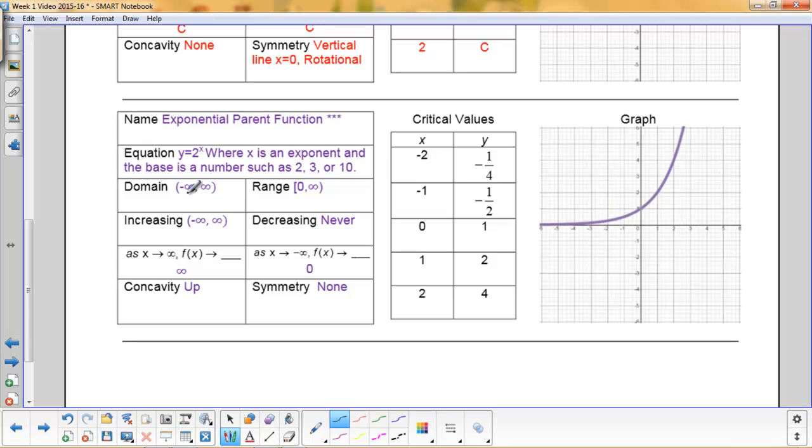Okay? The domain is going to be negative infinity to positive infinity, and we're going to introduce that term of asymptote again. This graph has a limit. That limit is 0. That's the asymptote that it will approach and never touch. Okay? We have an increasing interval from negative infinity to positive infinity, and it's never decreasing. So as x gets very large, so does y. But as x gets very small, y approaches that asymptote of 0. Concave up, symmetry, there is none. And here are your critical values.